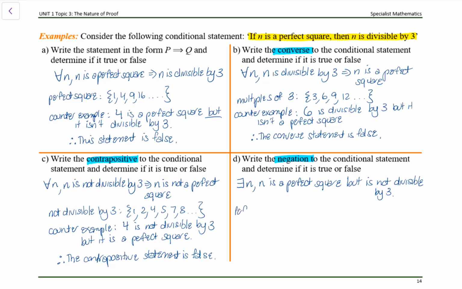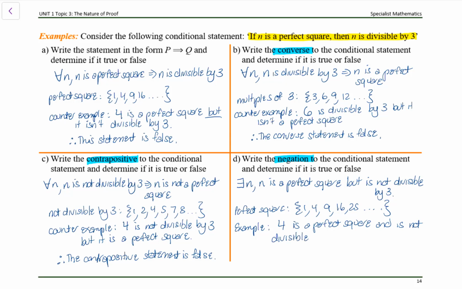Okay, so perfect squares: we've got 1, 4, 9, 16, 25, etc. Example, let's pick one. 4 is a perfect square and is not divisible by 3. We only need one example that works, so therefore the negation is true.